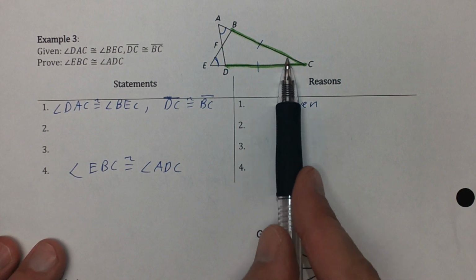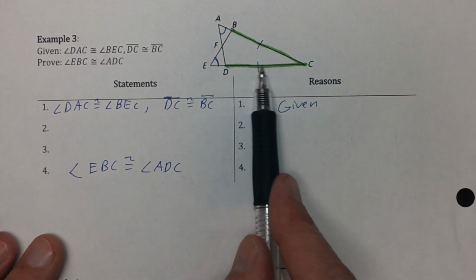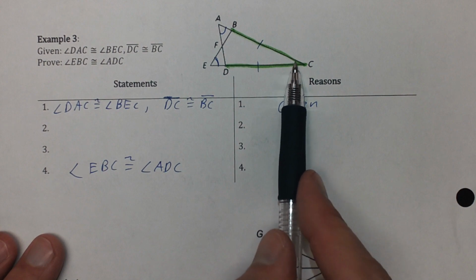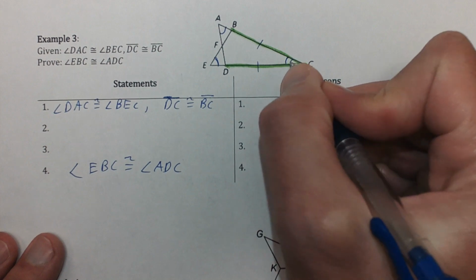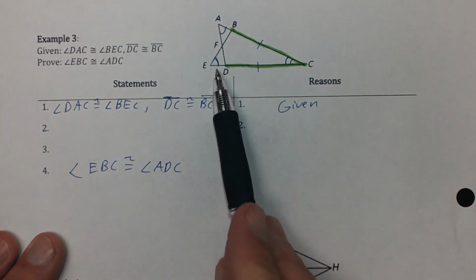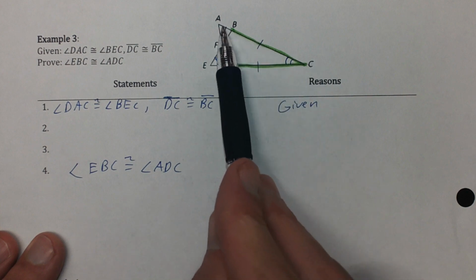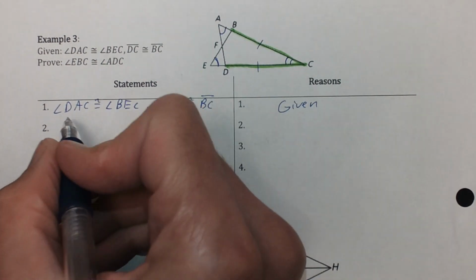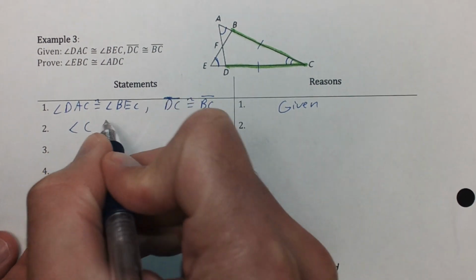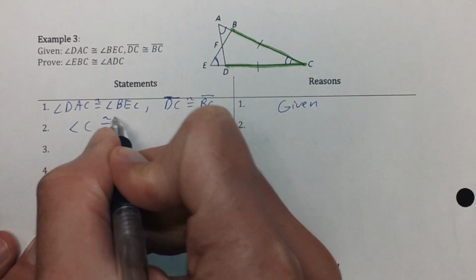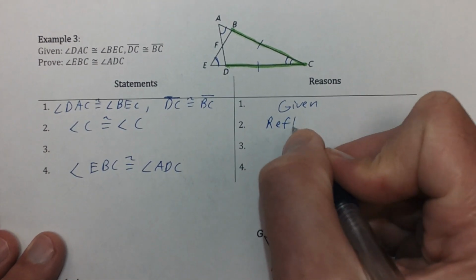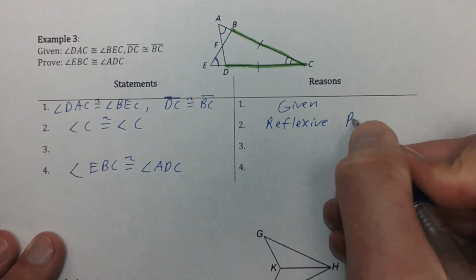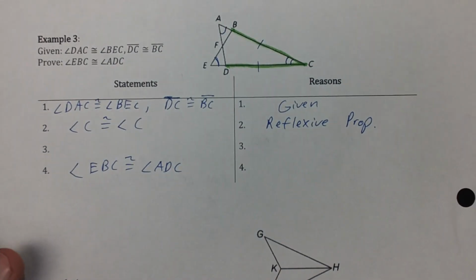Notice they both have something in common. Besides overlapping a little bit on the sides, the most obvious other thing they have in common is they both share angle C. So that ends up giving me angle, side, angle, and angle, side, angle. So what I'm going to do is use the reflexive property to say angle C is congruent to angle C. And that is just the reflexive property. Anytime you say something is equal to itself, that's the reflexive property talking.